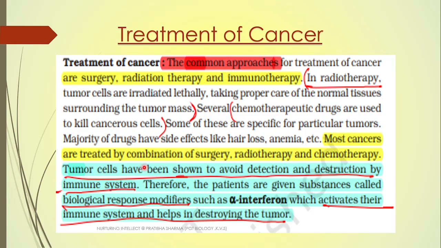तो ये क्या है? जो ट्यूमर सेल्स होते हैं कई बार वो डिटेक्ट नहीं हो पाते और हमारा इम्यून सिस्टम उसे डिस्ट्रॉय भी नहीं कर पाता है, तो हम पेशेंट को ये अल्फा इंटरफेरॉन बायोलॉजिकल रिस्पांस मॉडिफायर इंजेक्ट करते हैं. ये अल्फा इंटरफेरॉन उनके इम्यून सिस्टम को एक्टिवेट करेगा एंड हेल्प्स इन द डिस्ट्रक्शन ऑफ द ट्यूमर.